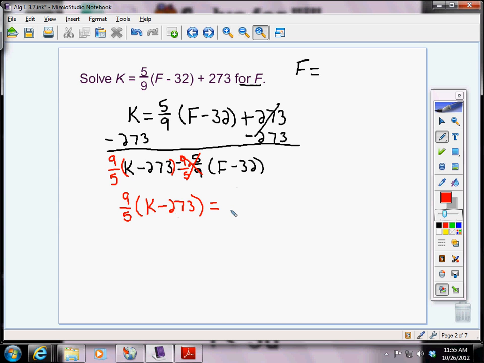now what's left on this side? Fahrenheit minus 32. Almost there. We have our F here we want to solve for. Now we just have to get rid of the 32. Since it's minus 32, add 32 to each side.